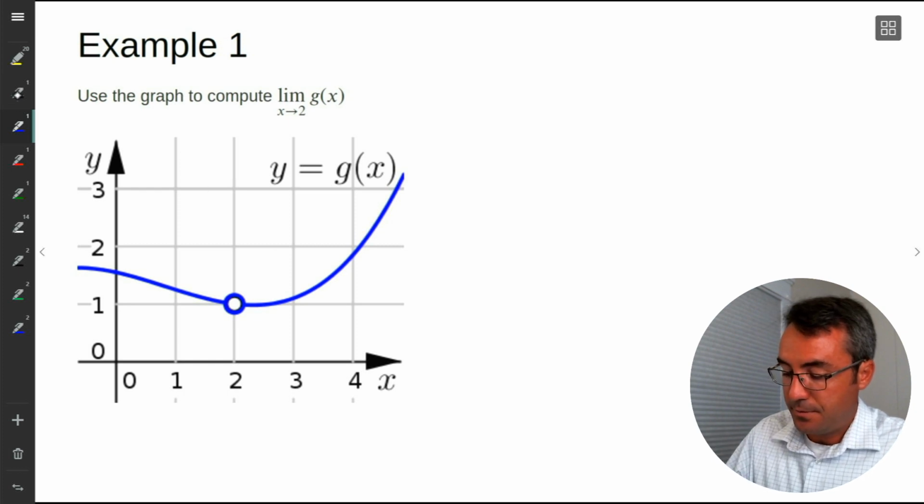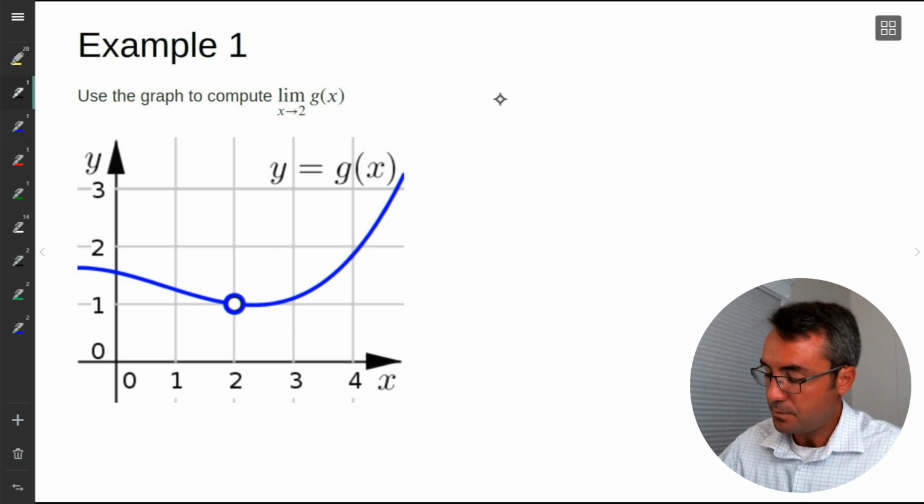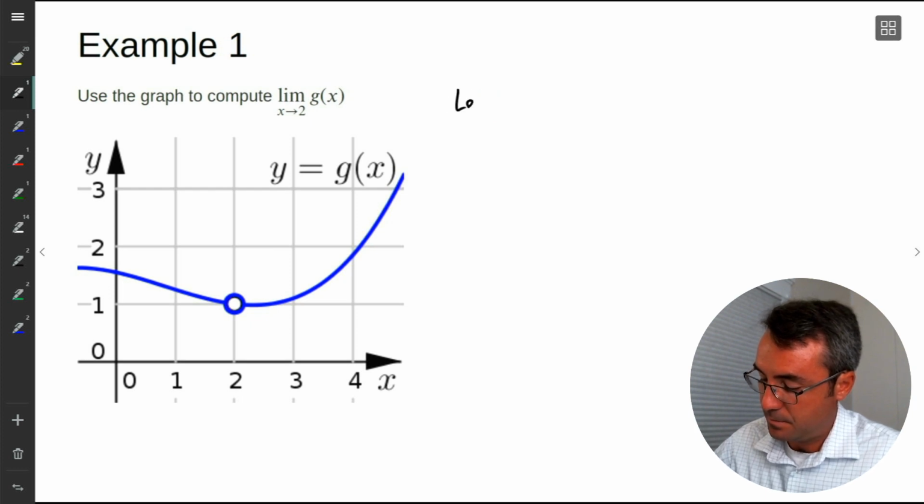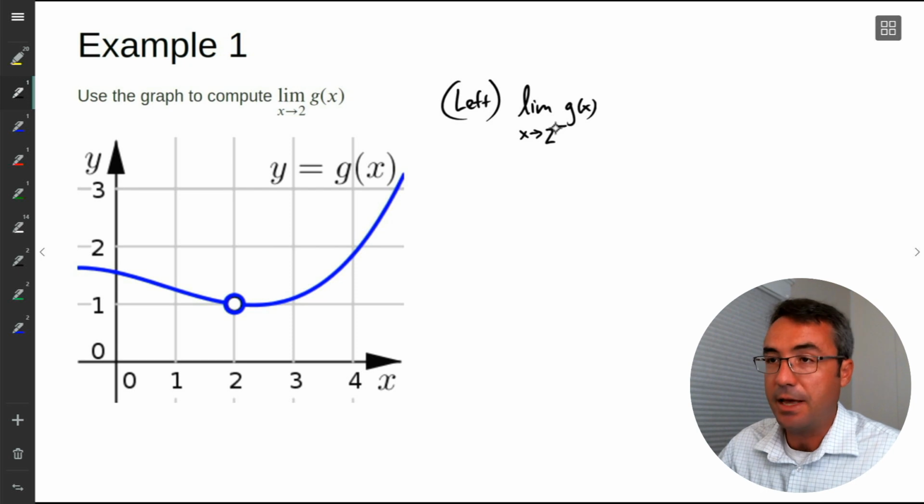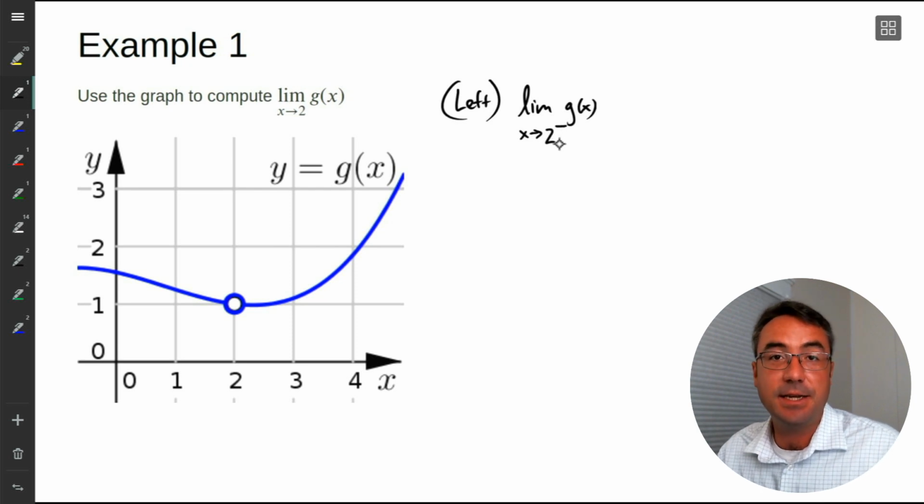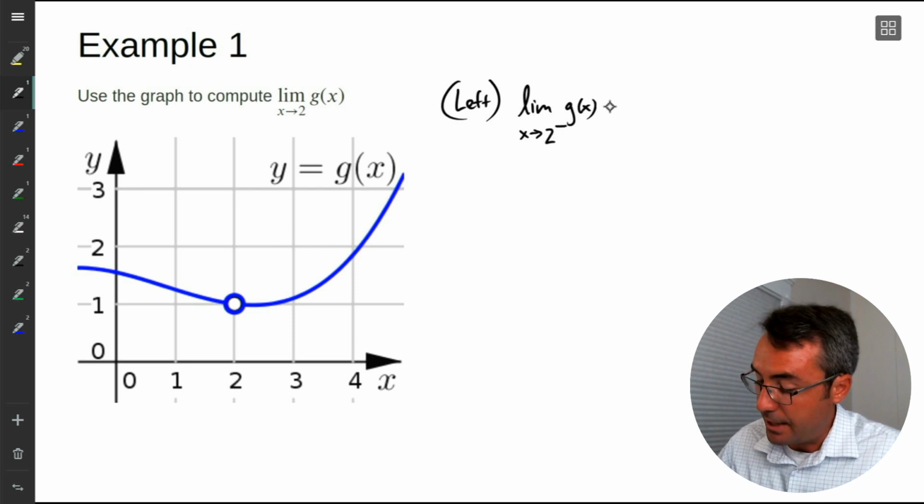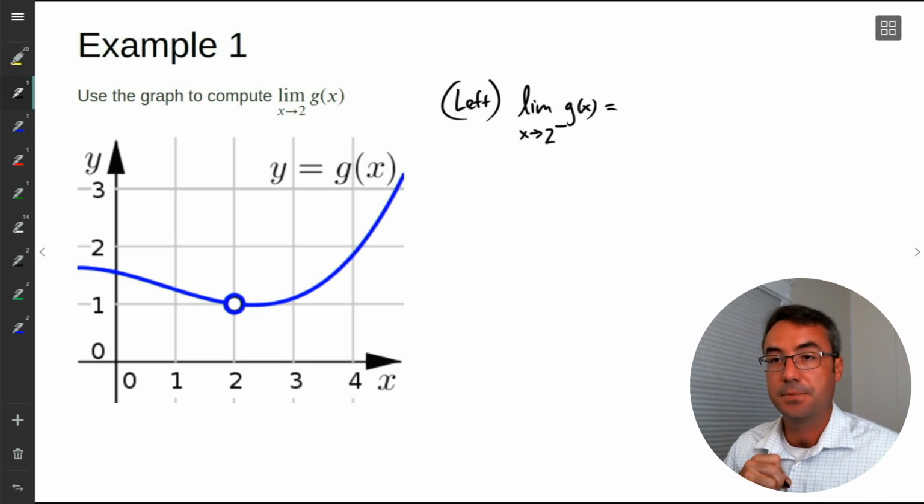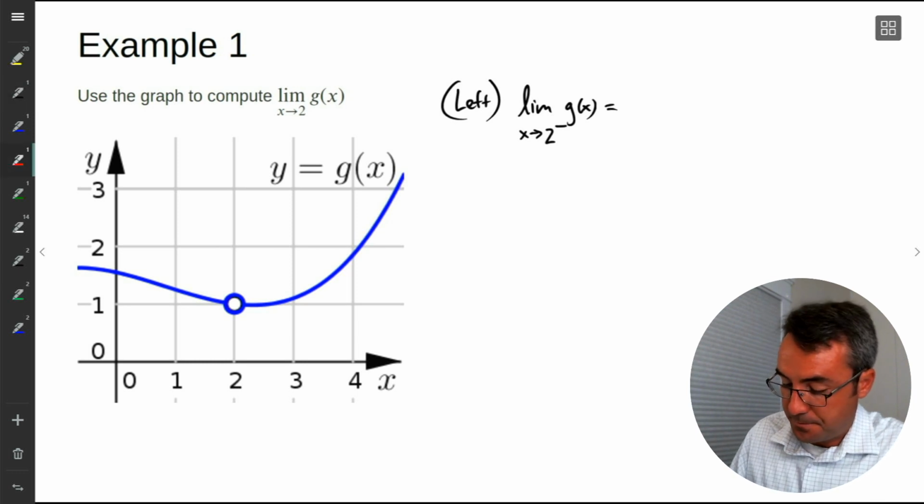So the first thing, let's try the left hand limit. So let's start with the left. So that means we're going to do the limit of our function g of x as x approaches 2 from the left. So we're using that little minus sign to indicate we're approaching from the left. And we're going to calculate this limit.